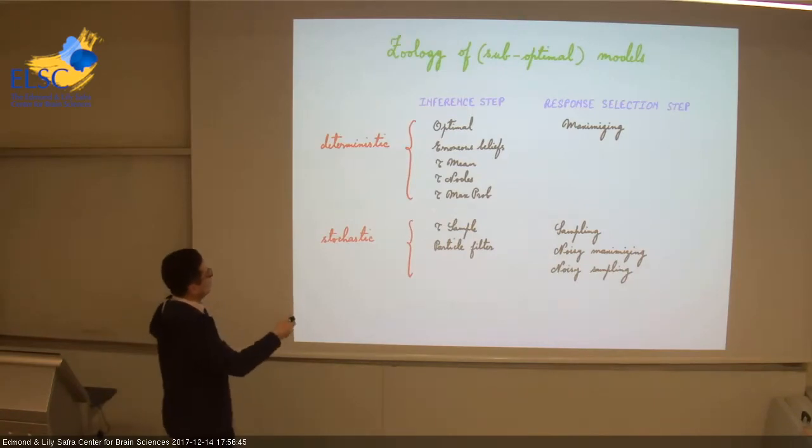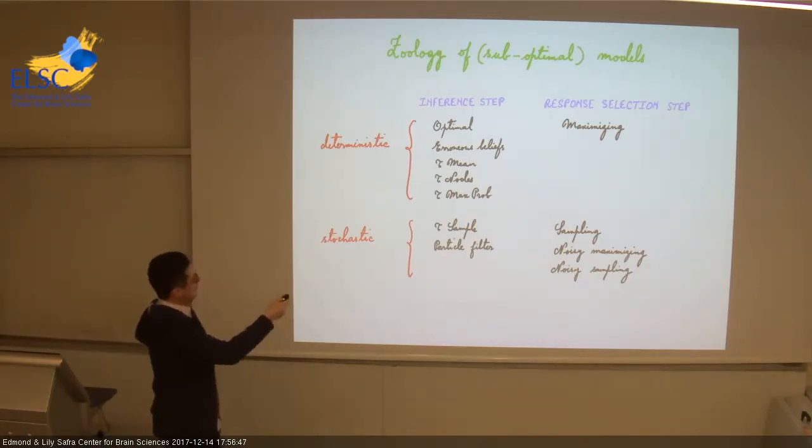For the inference step, we have 5 deterministic possible models. We have an optimal inference. We have optimal inference but with erroneous beliefs, and we have the various models with limited memory. We then have 2 possible stochastic models that we have examined, which is this limited memory through sampling, and this last model, this particle filter.